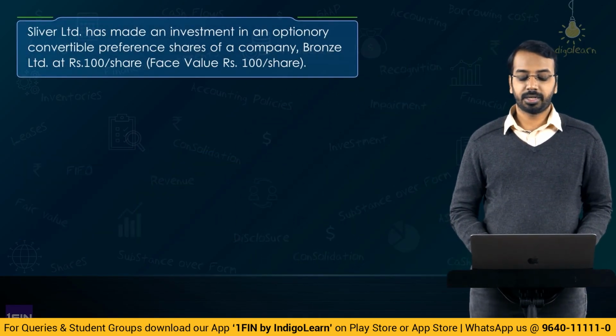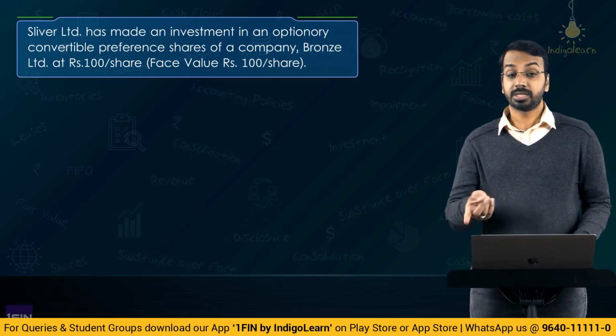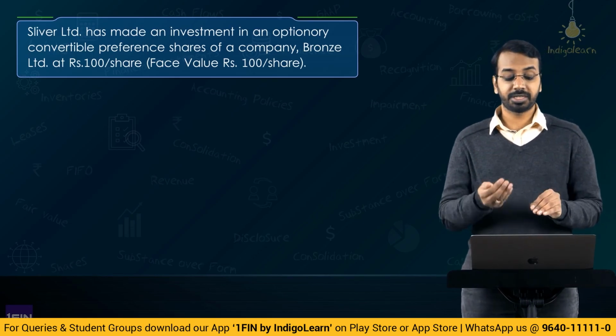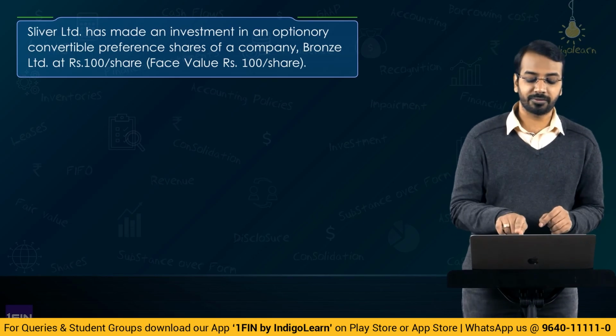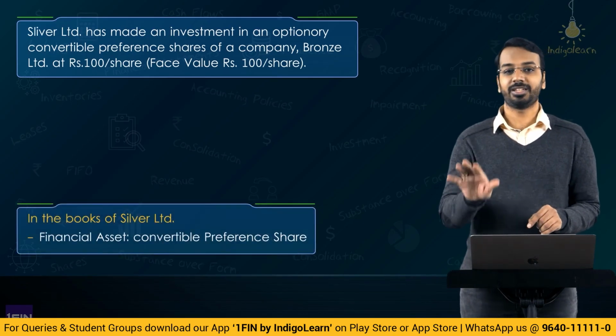Let's have a look at another question. Silver Limited has made an investment in optionally convertible preference shares of a company Bronze Limited at rupees 100 per share. Face value also is rupees 100 per share. Now, Silver Limited, there is one company which has made an investment. So, the company making investment is Silver Limited. So, in the books of Silver Limited, it will be a financial asset.